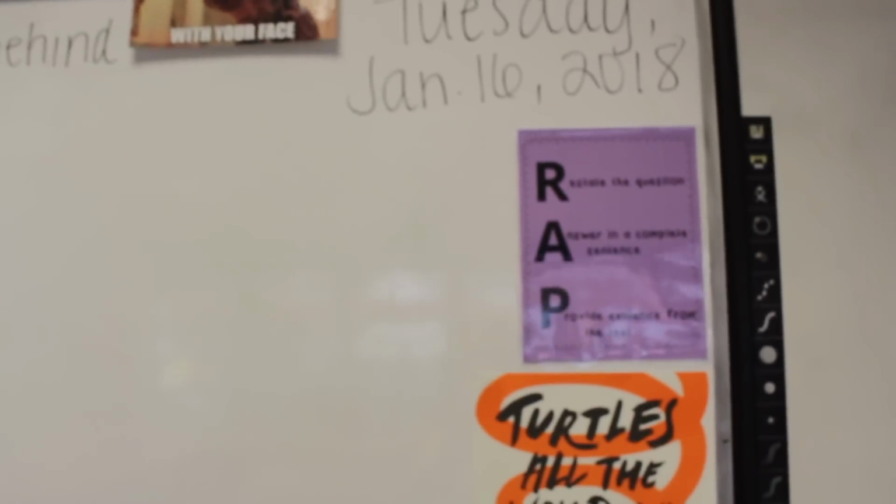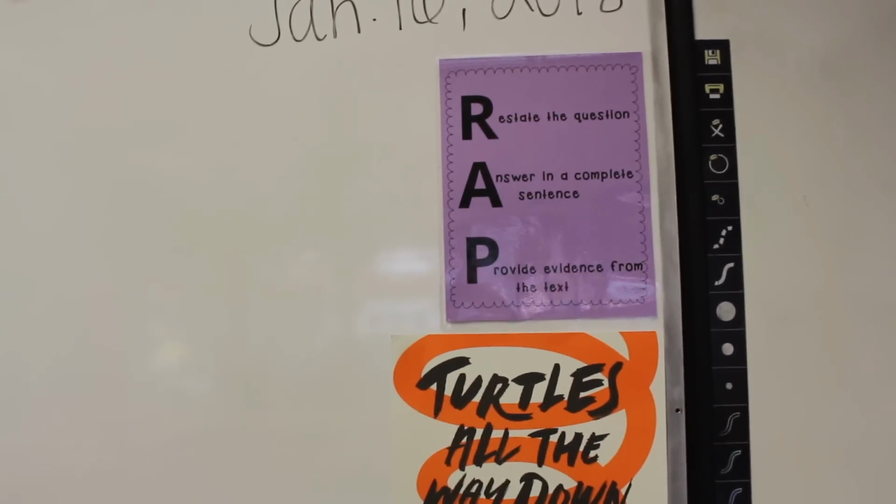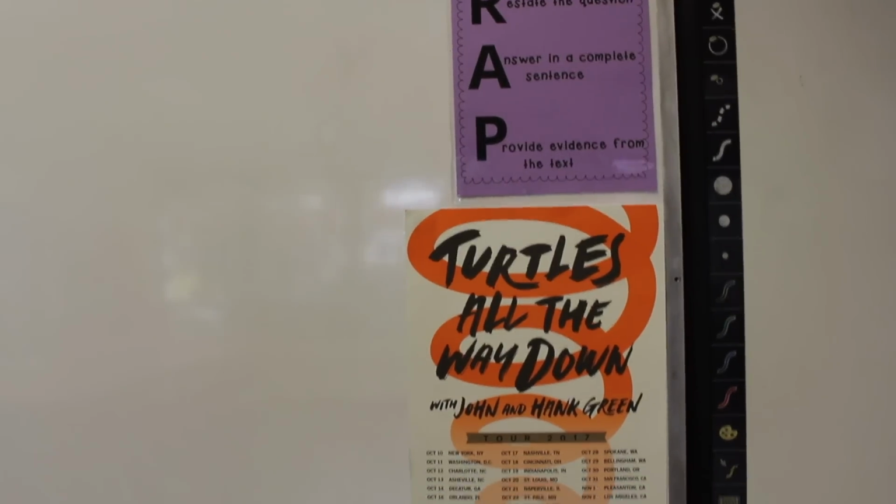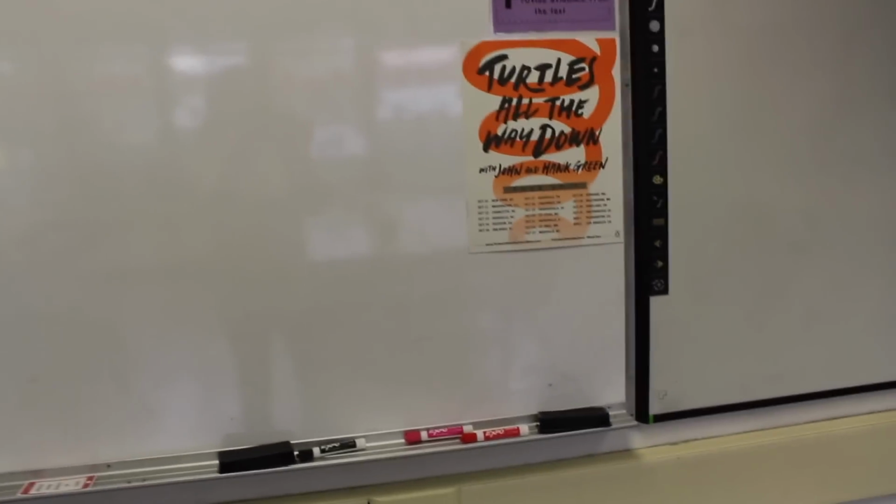This is what we do when we answer questions. Restate the question, answer in a complete sentence, provide evidence from the text. Oh, this is my Turtles All the Way Down poster. I went to see John Green. I got that from his tour. And then we're back over here where we started.